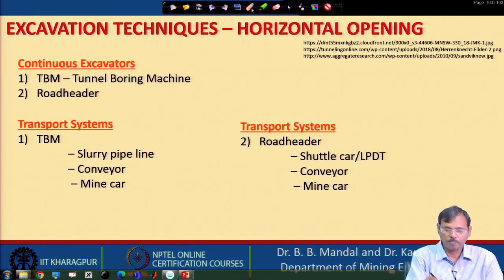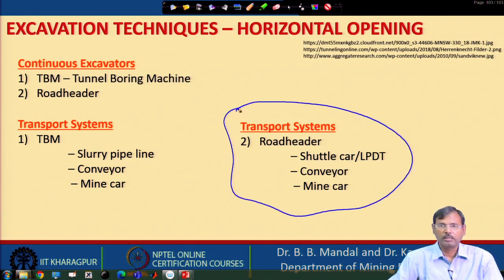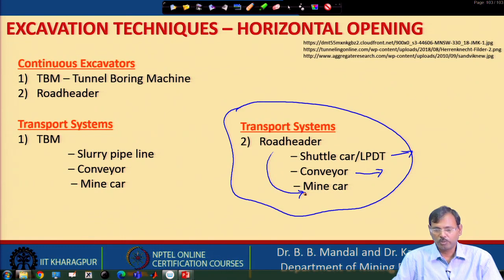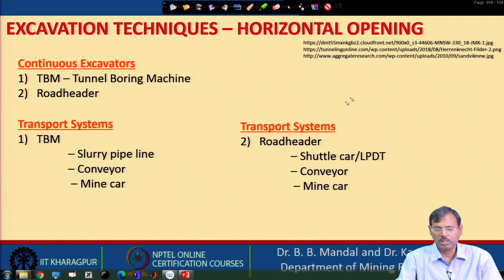We can see the road header. Whenever we are using the road header as the cutting machine or excavating machine in the rock, the road header can be matched with a shuttle car or low profile dump truck to take the cut material from the road header and dump that to a suitable transporting system, or the road header can be directly coupled with conveyor belts or chain conveyors, so that it can discharge the material onto this and a continuous transportation system can be adopted, or the road header can be matched with mine cars, where a series of mine cars will be placed and those mine cars can be filled by the conveyor of the road header.